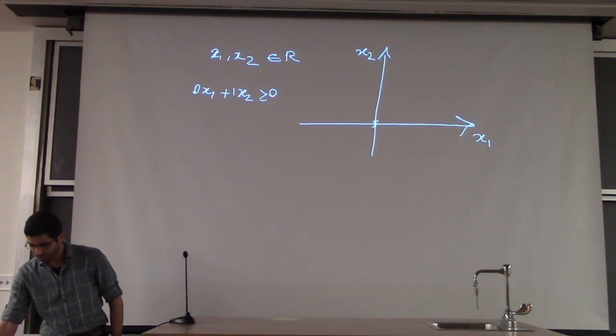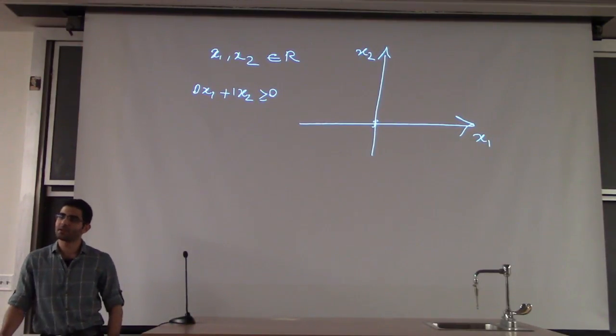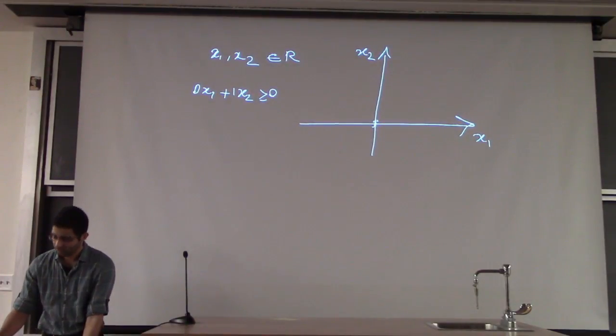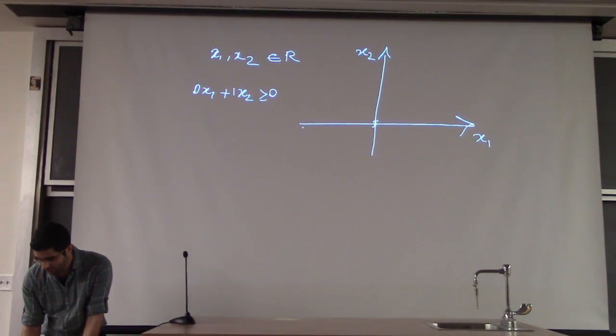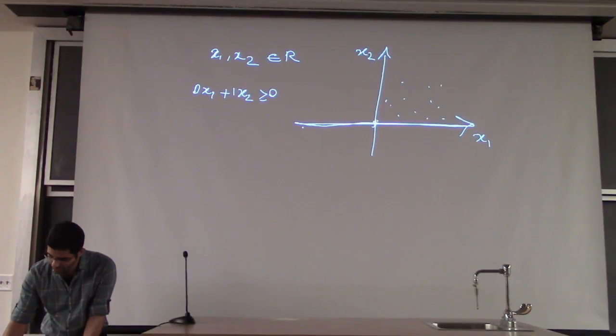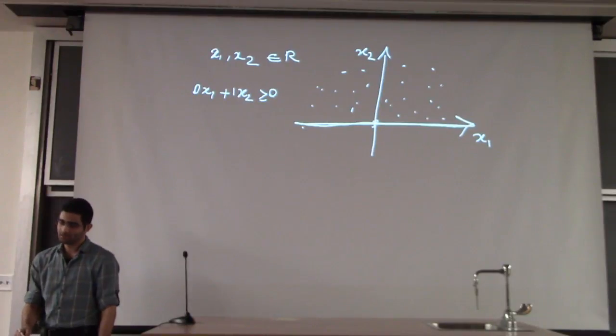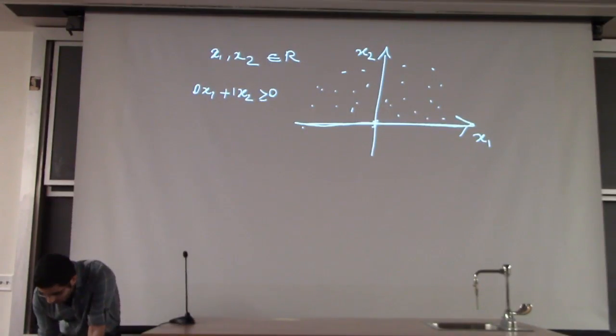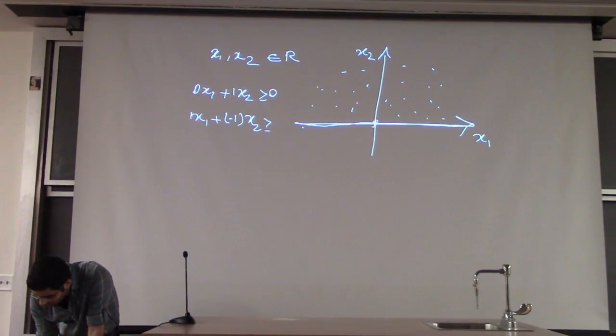So what's the region that satisfies this inequality? x2 equal to 0 is here. So every point above it satisfies our inequality. So every point here satisfies this inequality. The next one is x1 minus x2 greater than or equal to 0.